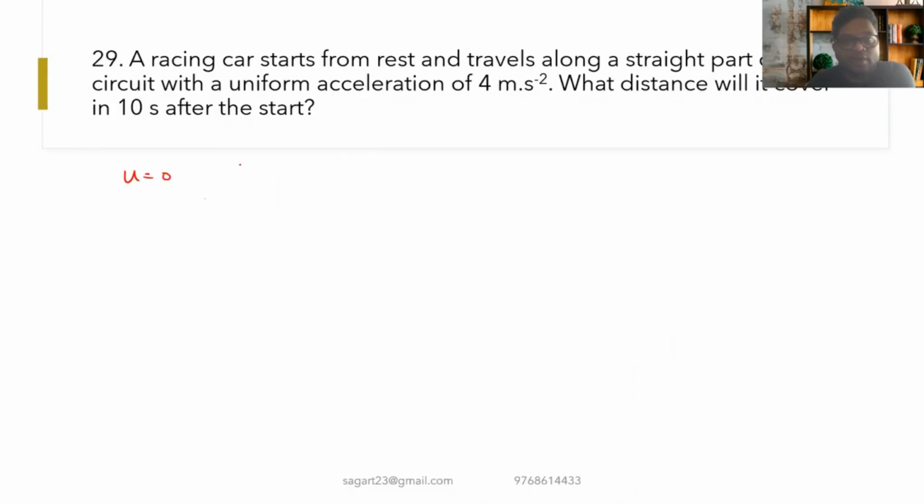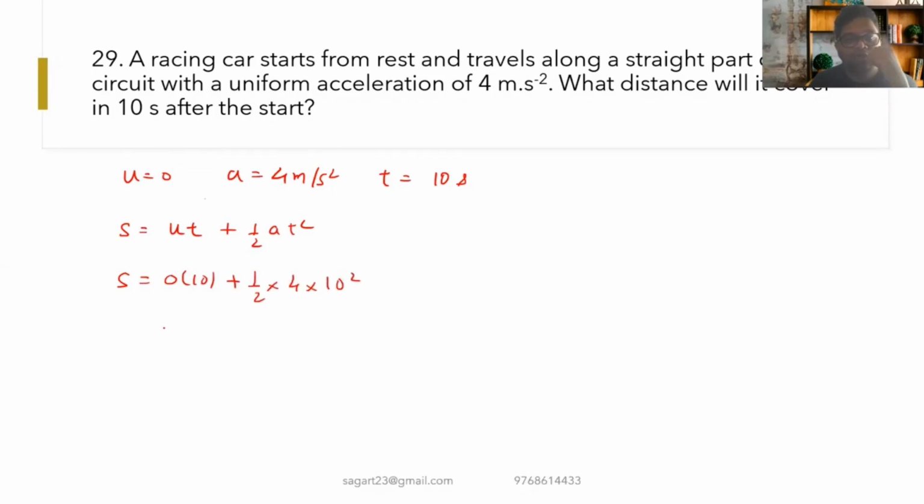A car travels along a straight part of the circuit with a uniform acceleration of 4 meter per second square. What distance will it cover in 10 seconds? So T is equal to 10 seconds. So S is equal to UT plus half AT square. So this was 0 into 10 plus half into 4 into 10 squared. So that will be 200 meters.